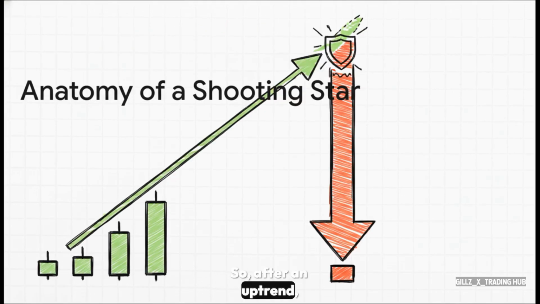So, after an uptrend, the buyers try to push the price even higher, and that's what creates that long upper wick. But they can't hold on. The sellers take over and slam the price all the way back down. It's basically a failed rally, a clear, powerful rejection of higher prices. For a trader, this is a huge warning sign to maybe think about taking profits.